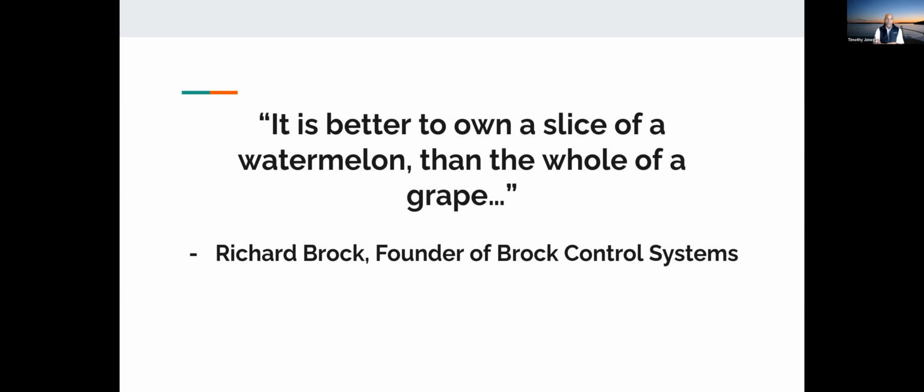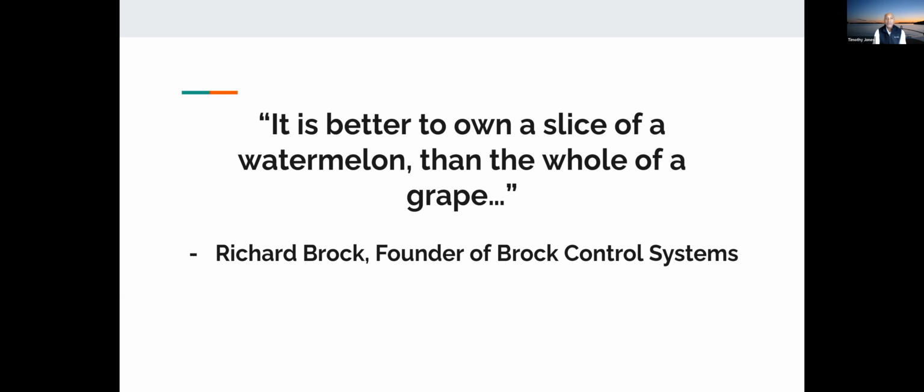So I'd like to start off with a quote that was said to me by someone that I took as a mentor the first time I actually raised venture capital as an entrepreneur. And I will fully admit that I didn't really deeply appreciate the wisdom in this phrase. This is a quote from Richard Brock, who most people won't know. He was the founder of Brock Control Systems, which was really one of the first sales information software packages.